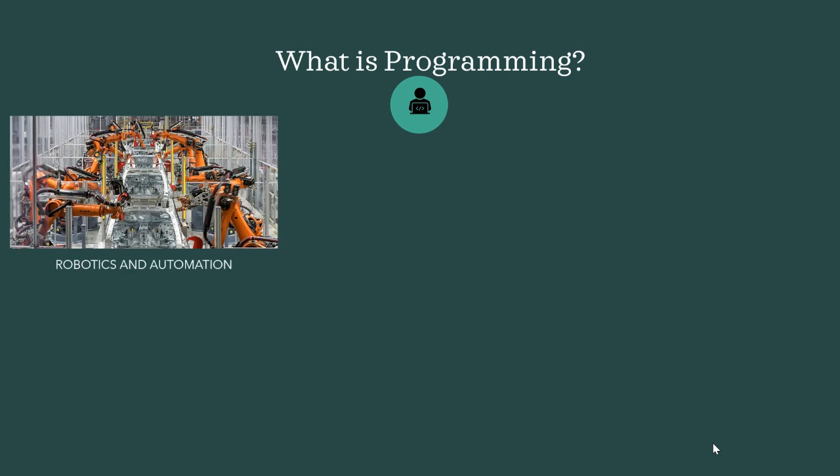Programming can be used on robotics and automation. As you know, a robot can operate for 24 hours without rest, and it can perform a difficult task that a human cannot do.